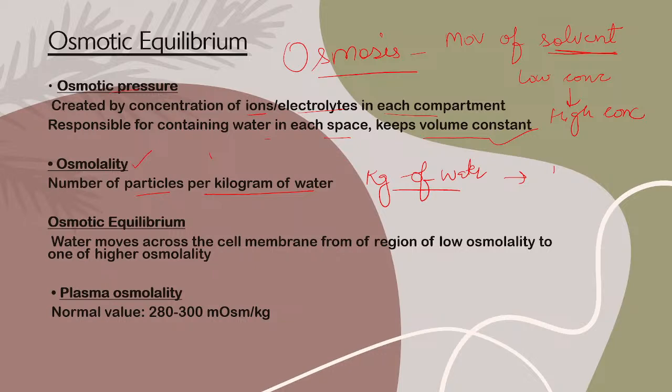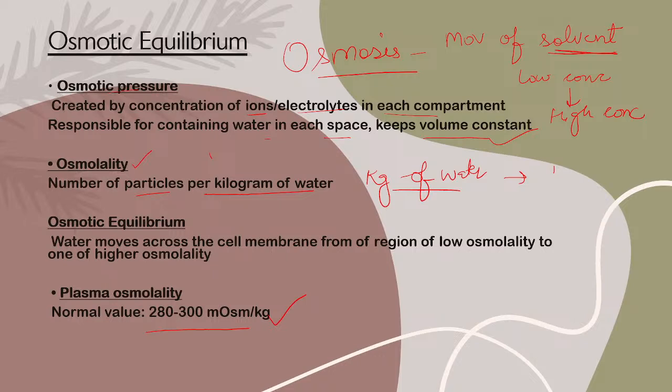If we discuss plasma osmolality, the normal value is around 280 to 300 milliosmol per kg. That means in 1 kg of water, roughly 280 to 300 milliosmols of ions or electrolytes are present.